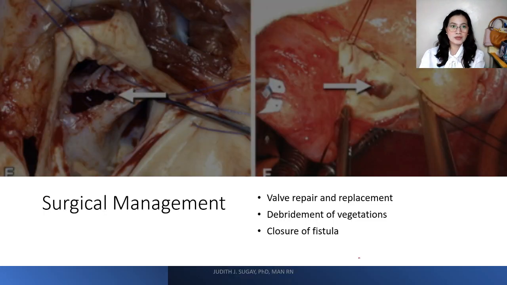In terms of surgical management, there is valve repair and replacement. There can also be debridement. They are going to debride that vegetation. They can also close the fistula.